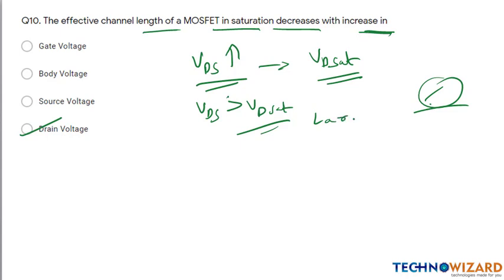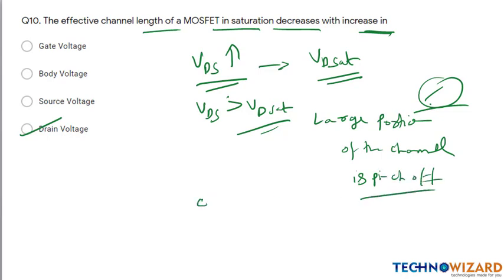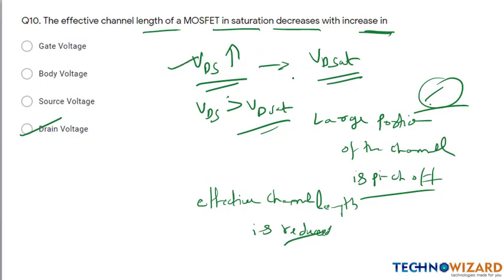a large portion of the channel is pinched off, and the effective channel length is reduced. What we have done is, firstly we have increased VDS up to VD saturation.